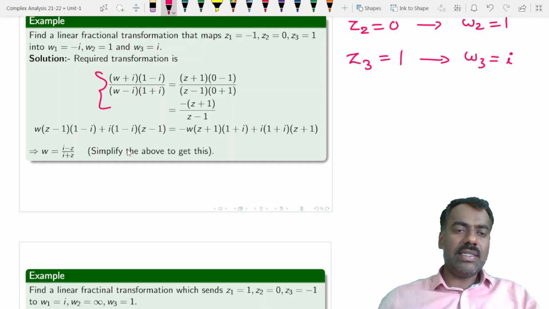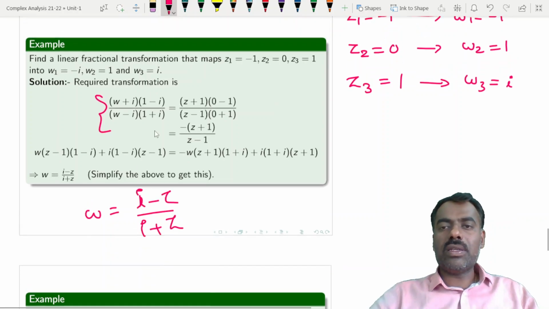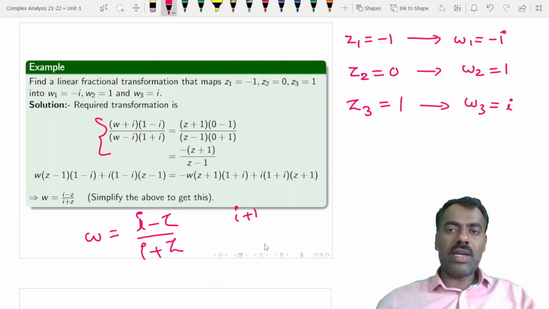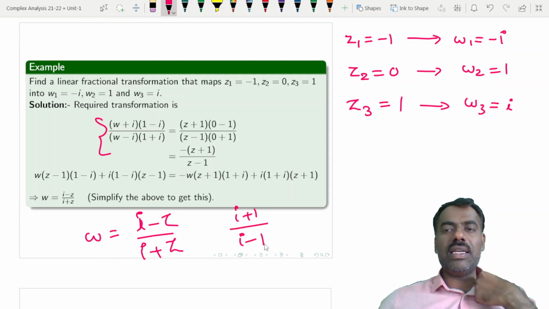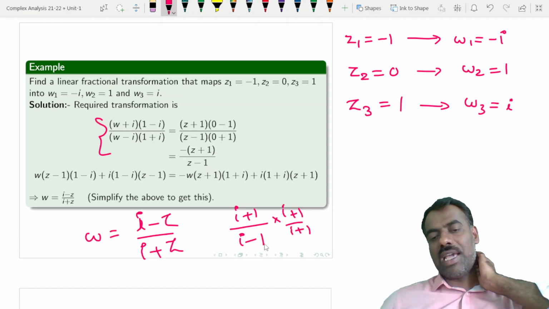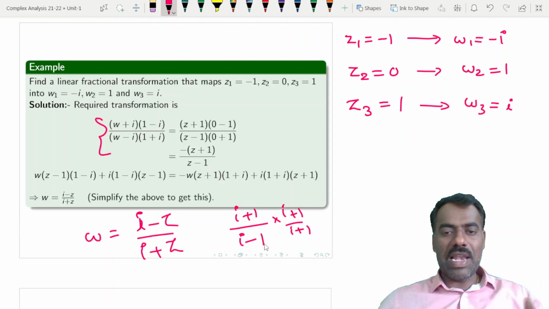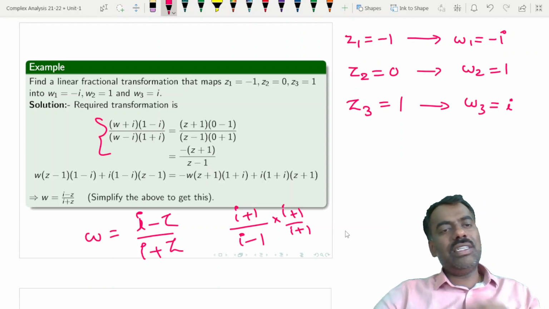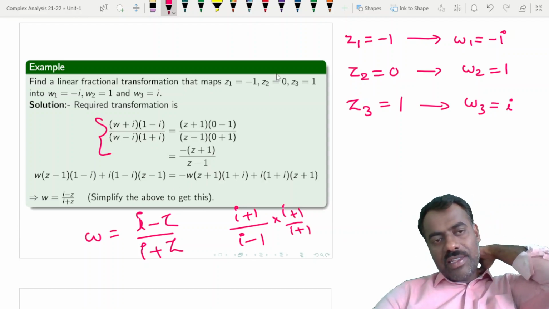So what you will get is w, the required transformation, equals (i minus z) upon (i plus z). Suppose z is equal to 0; when you substitute z equal to 0 here, you get i upon i, which is 1. Okay, we are done. When z is equal to minus 1, it is i plus 1 upon i minus 1. You can multiply by i plus 1 over i plus 1. Then it is i squared minus 1, which is minus 1 minus 1, minus 2 in the denominator, and you simplify this and you will get minus i. So it is not at all difficult, and one can find this.